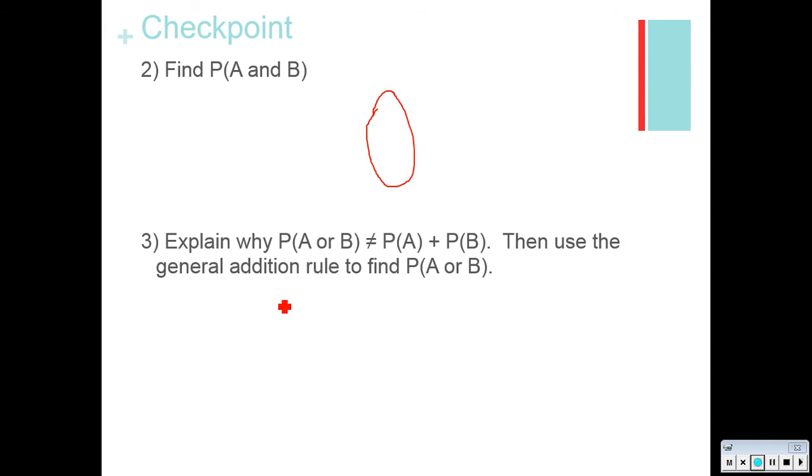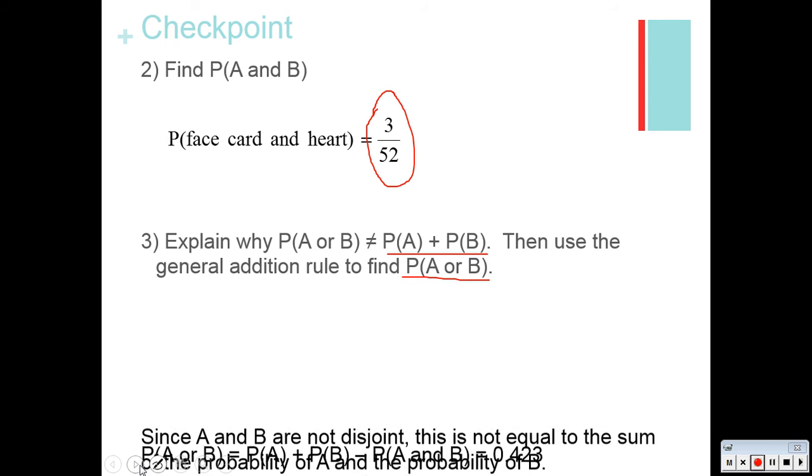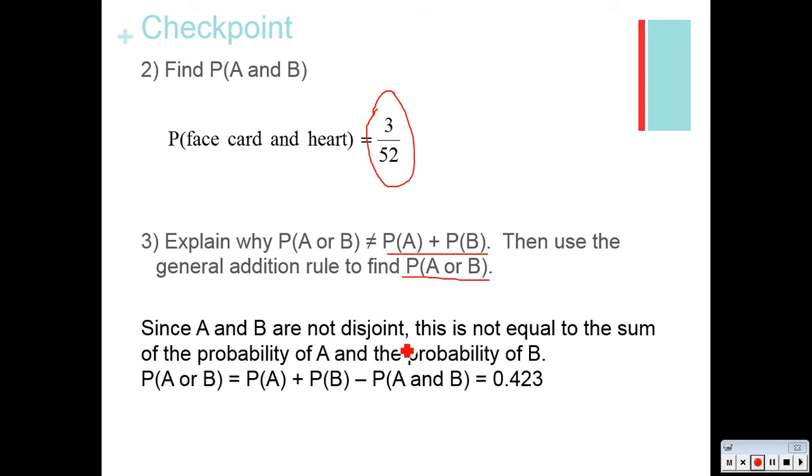And then part B says, explain why the probability of A or B does not equal the probability of A plus the probability of B. Then use the general addition rule to find the probability of A or B. For this, the events are not mutually exclusive. Because of that, I cannot use this formula here. I have to use the general addition formula.